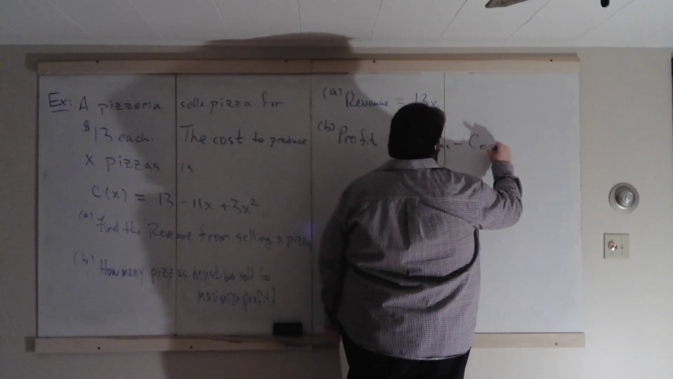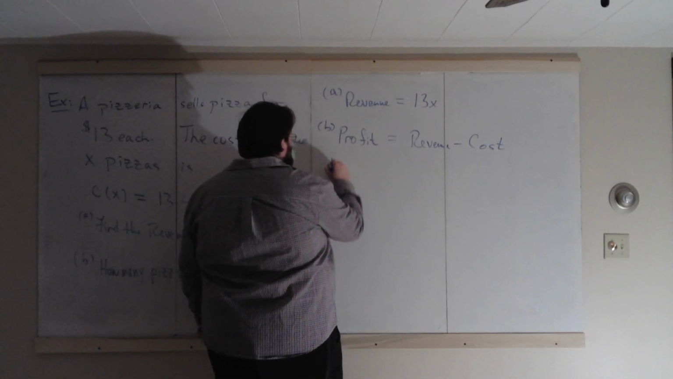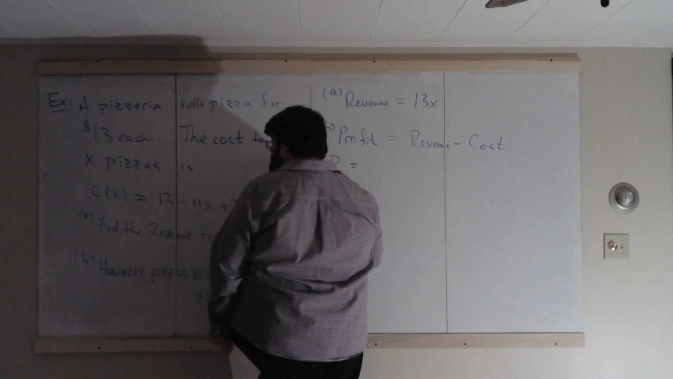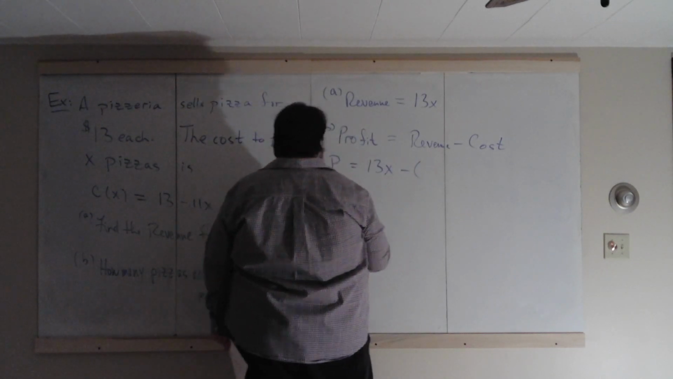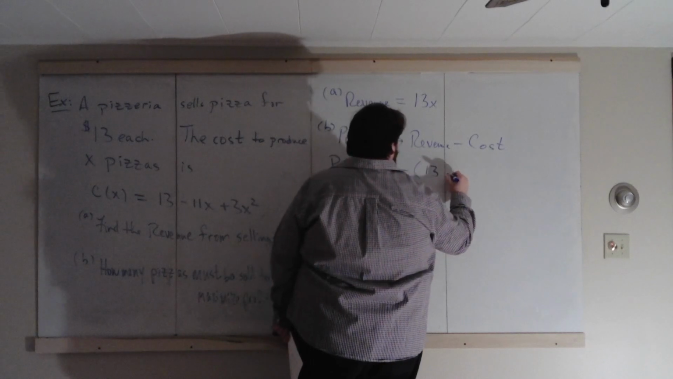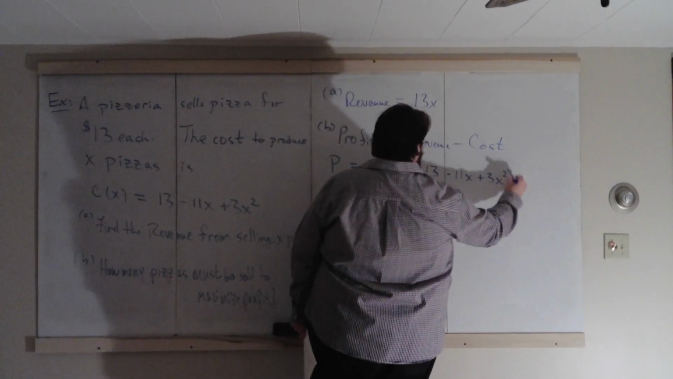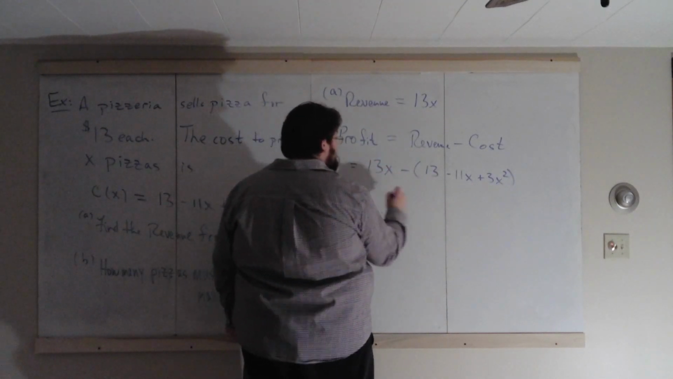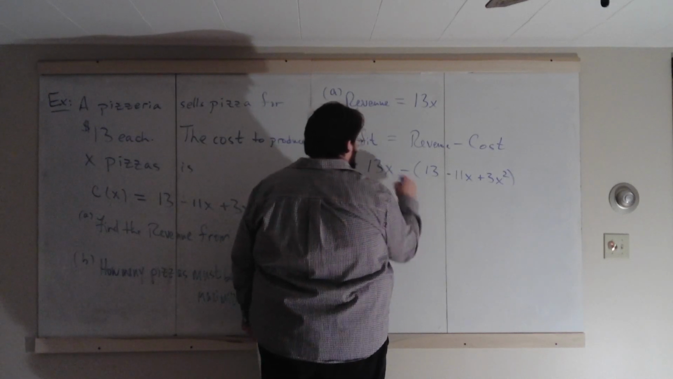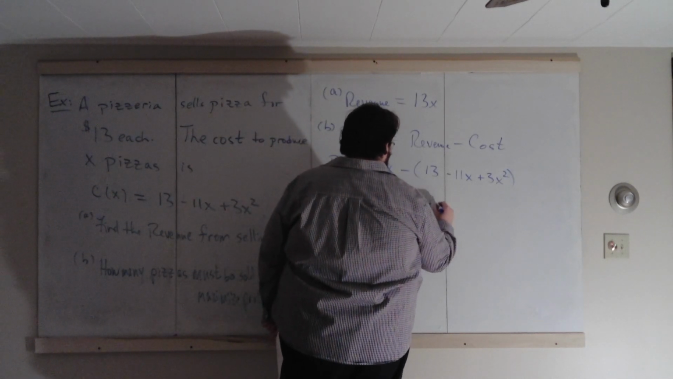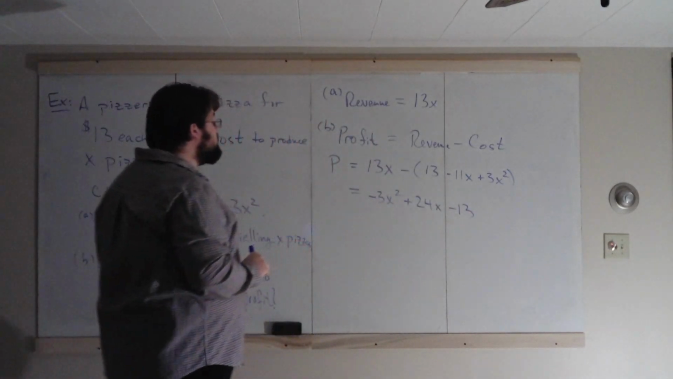Profit is revenue minus cost. So let's say P of x equals revenue, 13x, minus cost, minus 13, careful with the negative signs here, negative 11x, positive 3x squared. Let's simplify that. What do we get? Negative 3x squared, positive 24x, because it's 13 plus 11x, minus 13.